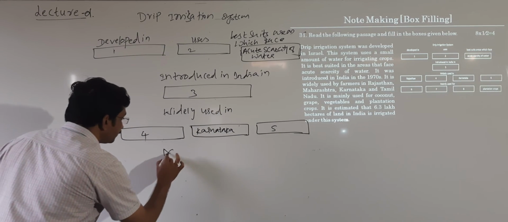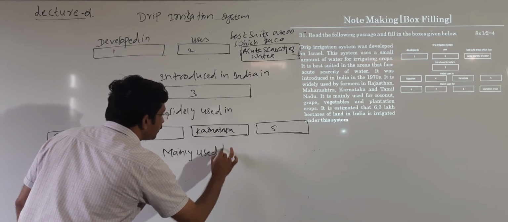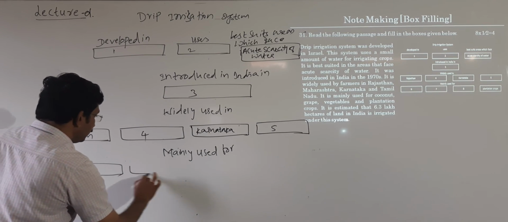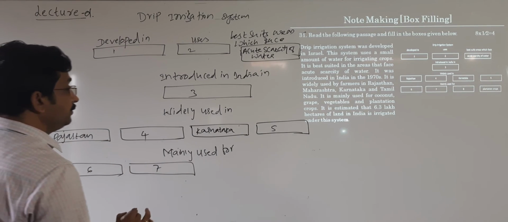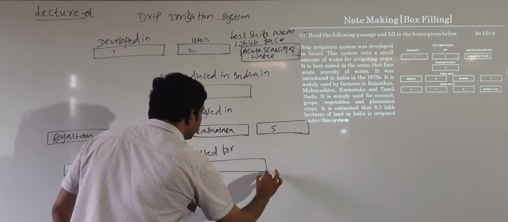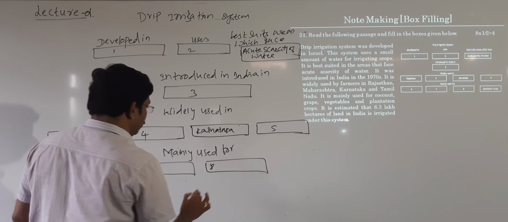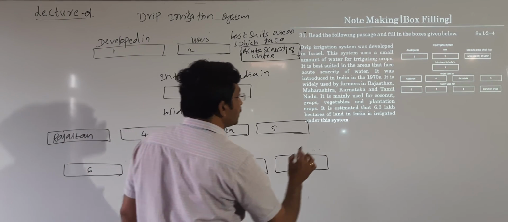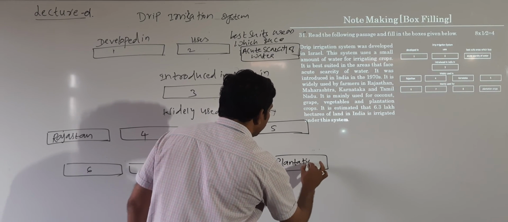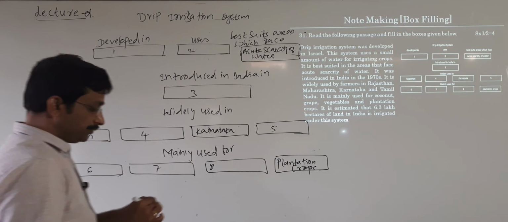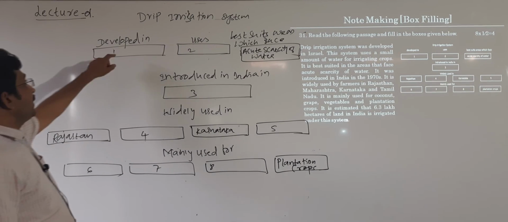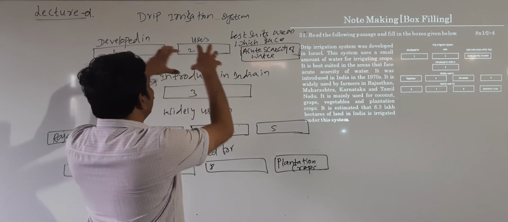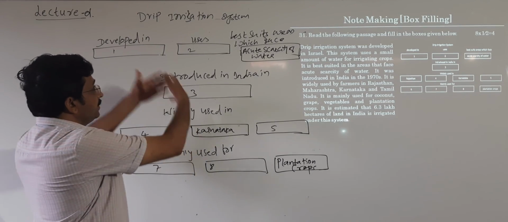Mainly used for. Sixth one. Seventh. Eight. Okay, 7, 8. Next, plantation crops. It is given. Okay, students. Now the first box, second box, third box, fourth one, fifth one, sixth, seventh, eighth. Now we have to fill in these boxes the related information. Okay, we should get the notes here only.